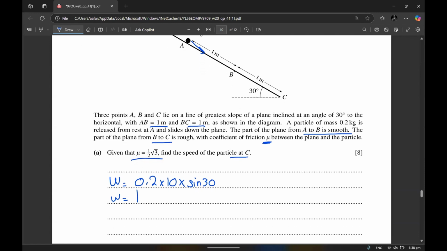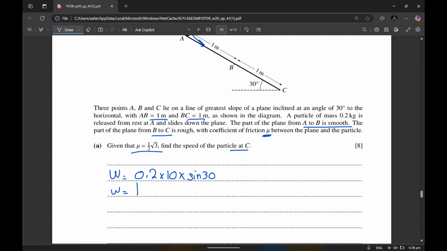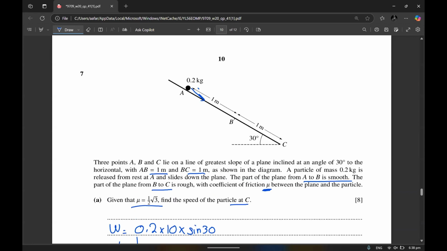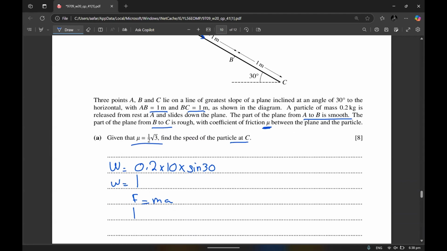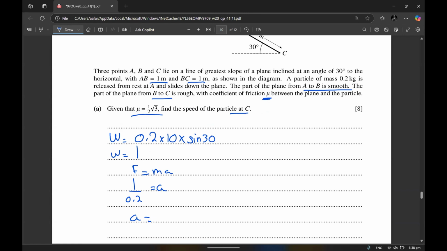Okay, so we have force 1 Newton. F is equal to ma, so the total resulting force divided by the mass, which is 0.2, gives a. So a we get is 5, right? 5.